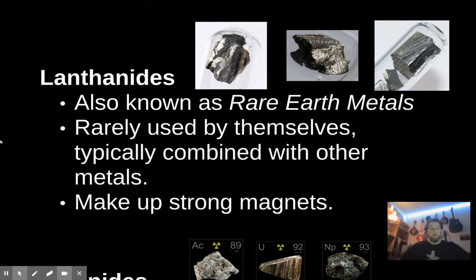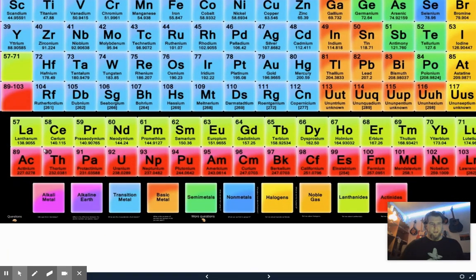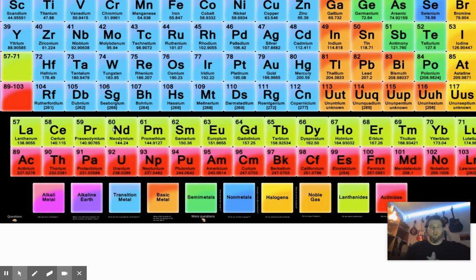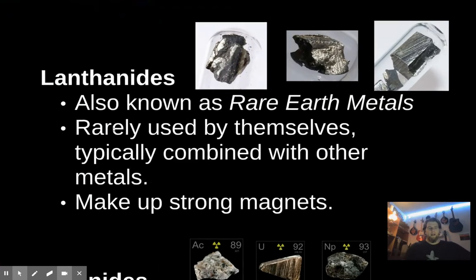They are rarely used on their own. On their own, they don't have much of a use. But if you combine them with other metals, then you get some really cool stuff. Like if you look up, let me hop back real quick here, right here, neodymium. These are some of the most powerful magnets on the planet, if not the most powerful magnets on the planet. So you can look up YouTube videos of those smooshing things. It's pretty fun. So they make strong magnets.